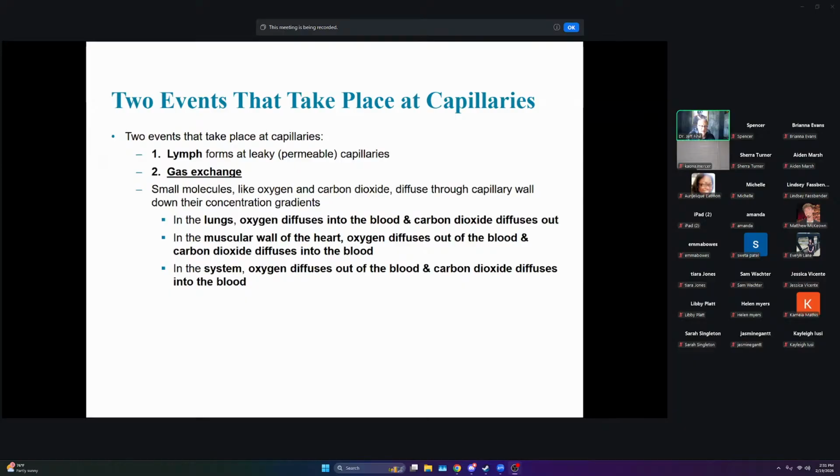Okay, so that's one instance of capillary beds. They're certainly found in other places. We'll be talking next week about capillary beds in the lungs for gas exchange with the alveoli of the lungs. All right. The second thing that occurs, of course, with the capillaries that we previously discussed when we talked about the lymphatic system is lymph.